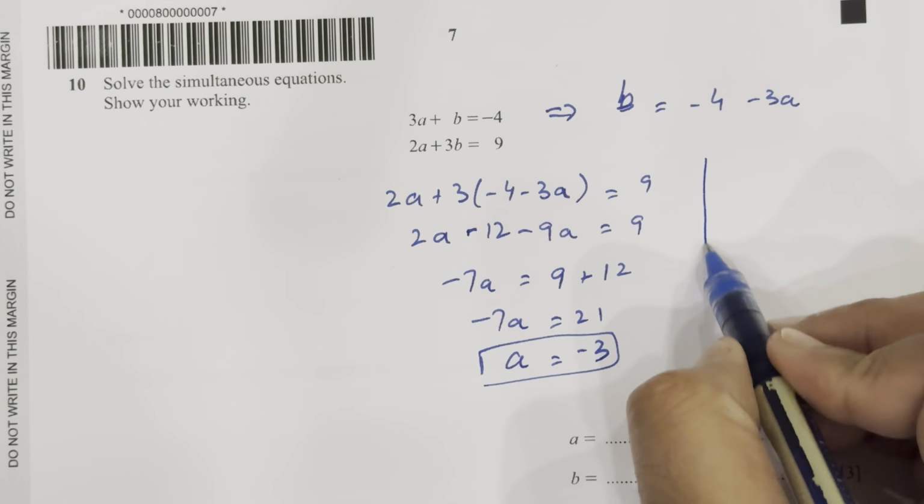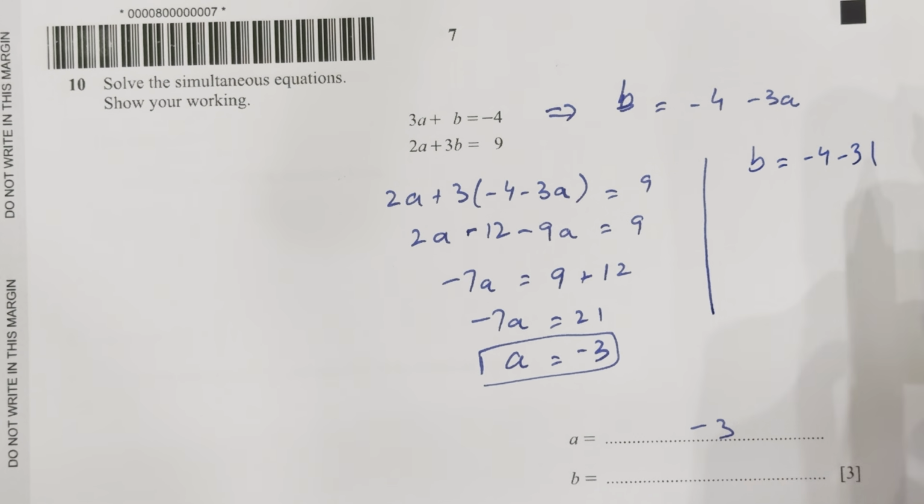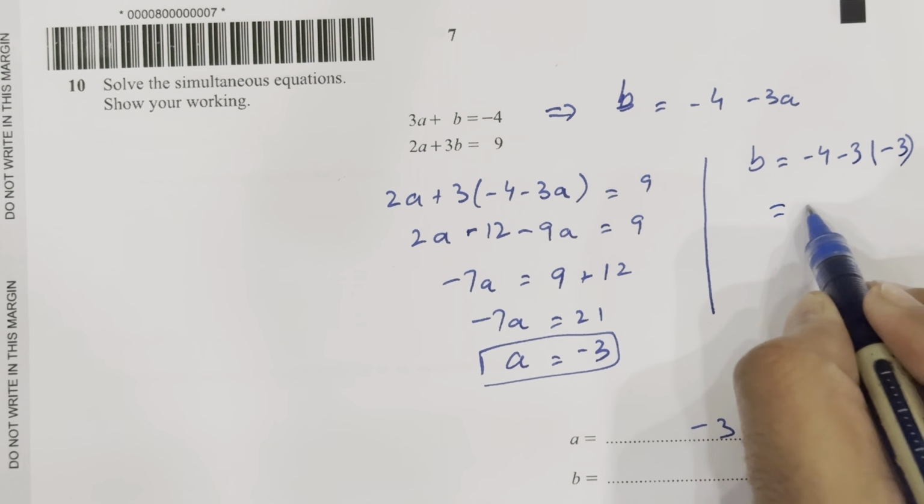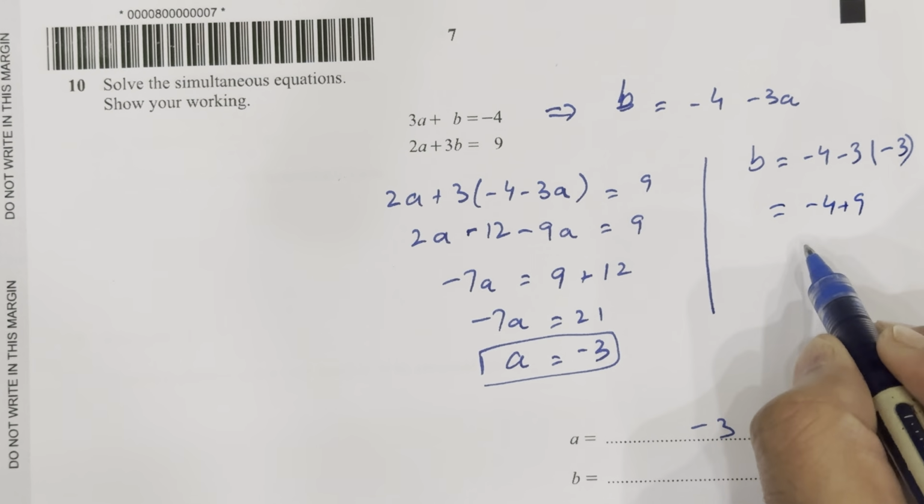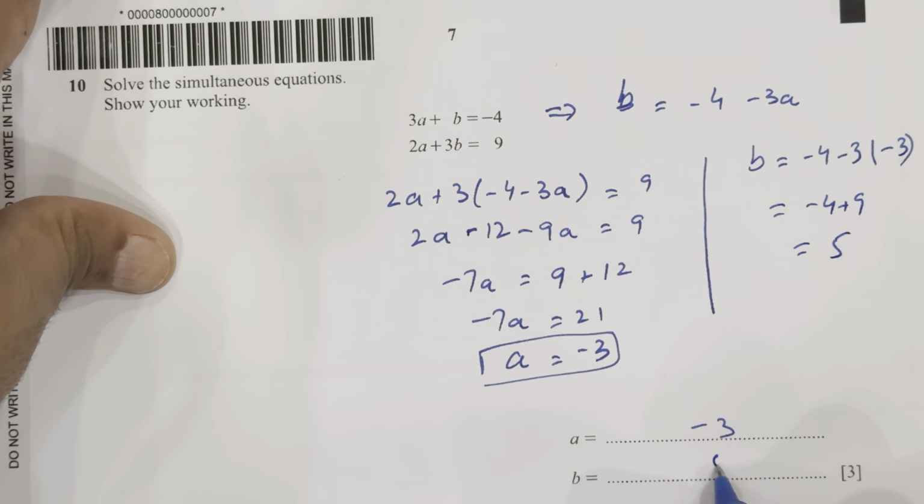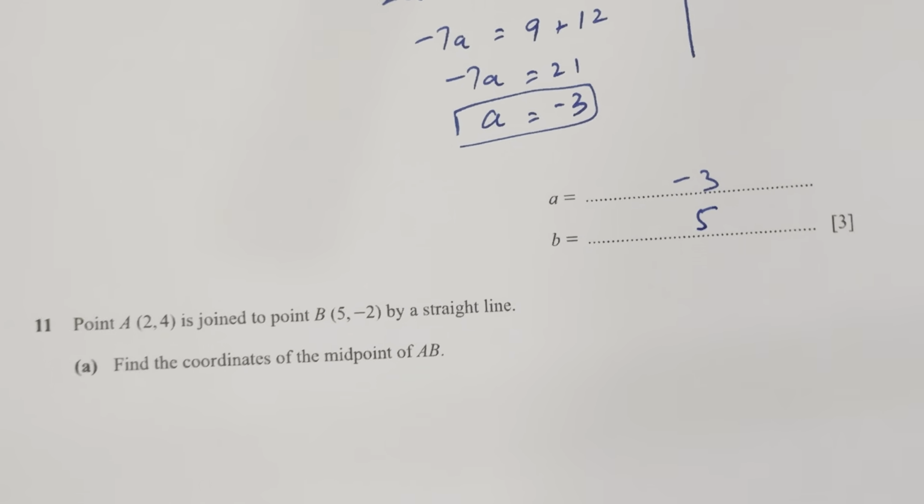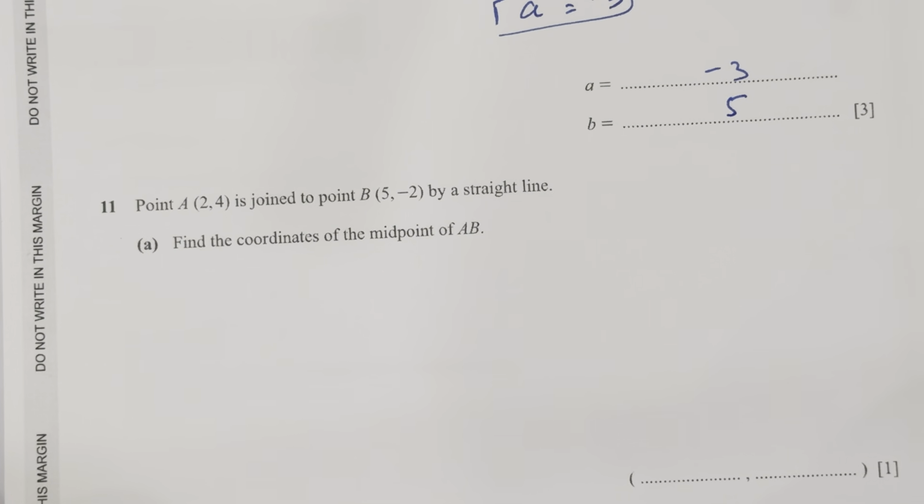Now put this value in this equation. b is equal to -4 - 3a. In place of a we need to put -3. So it would be -4 plus 9 and the answer would be +5. So our value of b is +5. So this was an easy 3-mark question of simultaneous equations. Moving to question number 11.